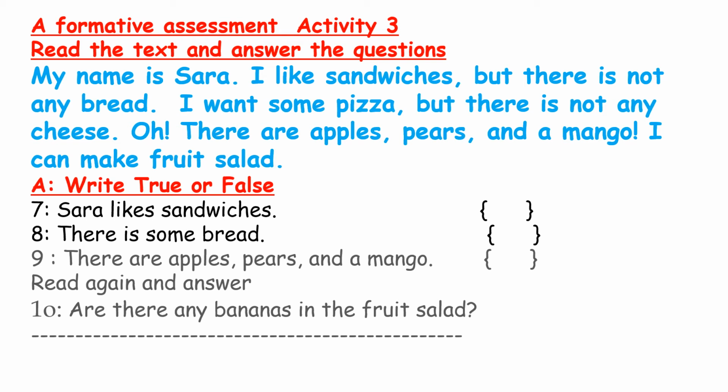Question number seven. Sarah likes sandwiches, true or false? Sarah likes sandwiches. True, very good. There is some bread. True or false? False, very good. There are apples, pears, and a mango. True or false? True, very good. Now we come to the last question. Are there any bananas in the fruit salad? No, there are not.